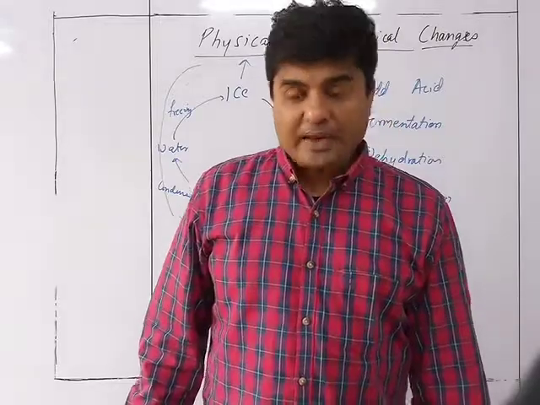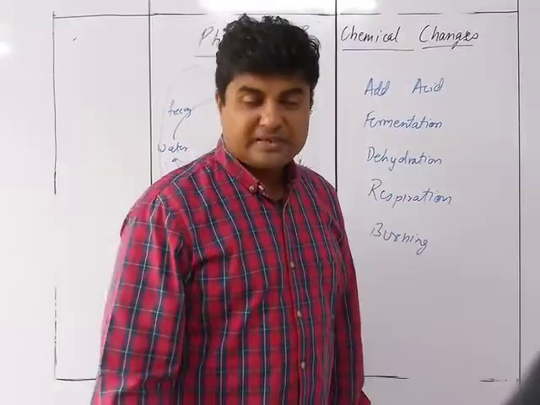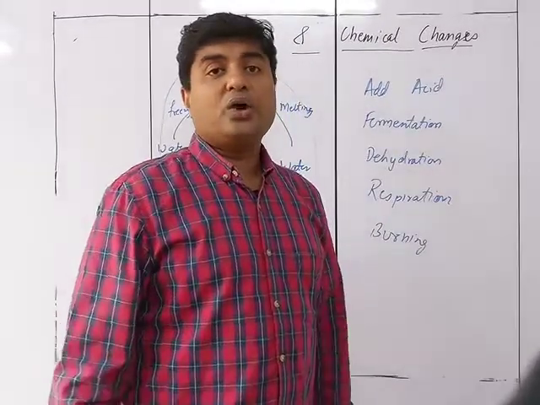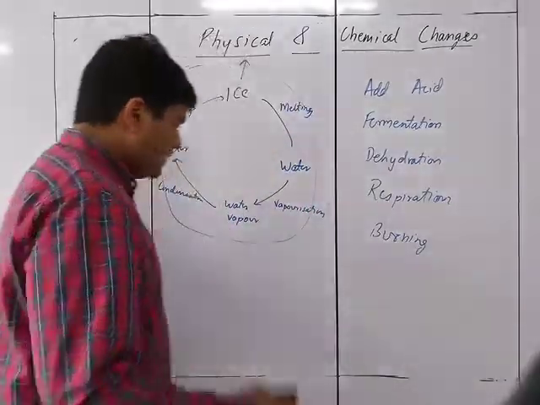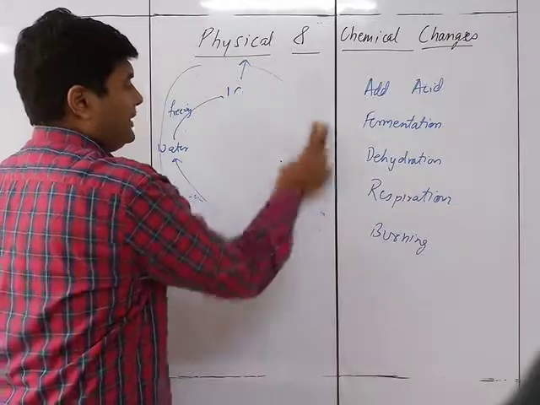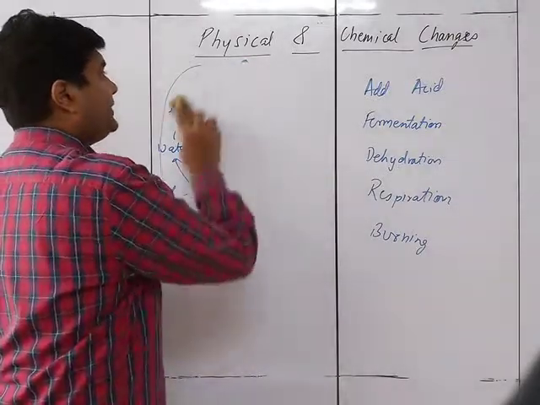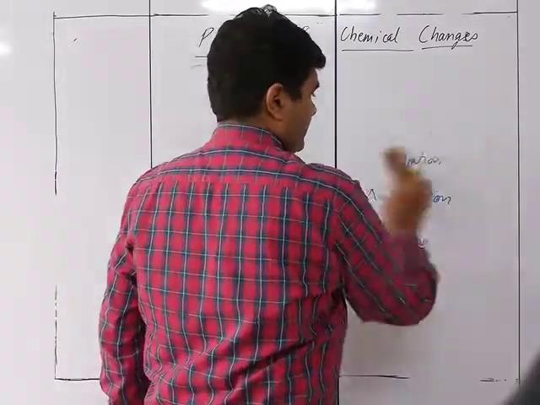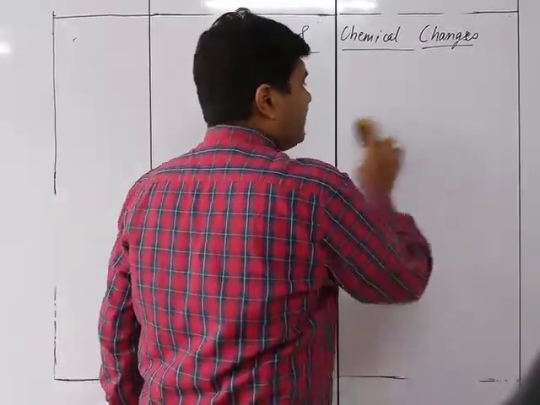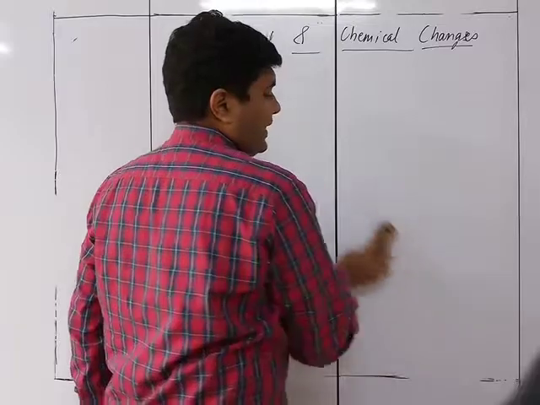Yes, I remember very well. I told you that I'll also explain what happens when there is a burning of a candle. So burning of a candle, what kind of change is it? See, when you burn a candle, there are two things happening. That's why it is both physical as well as chemical. Burning of a candle is partly physical and partly chemical.